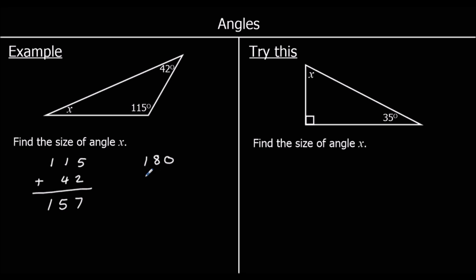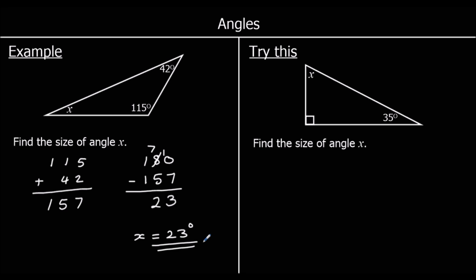What's missing from 180? So we don't want to do 0 take away 7. So we'll take off one of the 10s and add it to the 1s. 10 take away 7 is 3. 7 take away 5 is 2. 1 take away 1 is nothing. So we've got 23 degrees left. So X must be 23 degrees. The missing angle is 23 degrees.